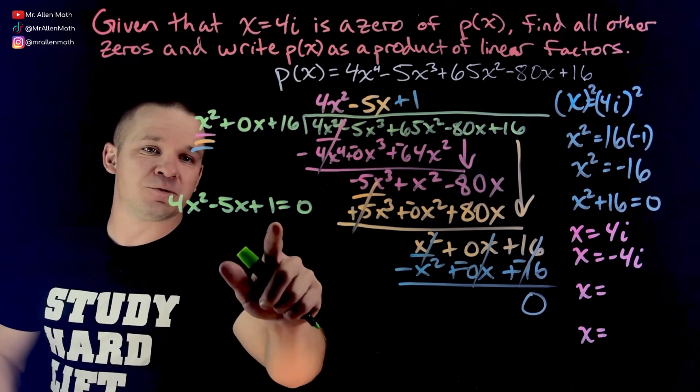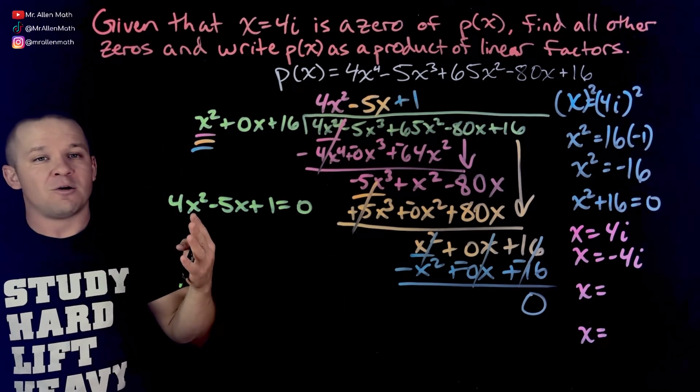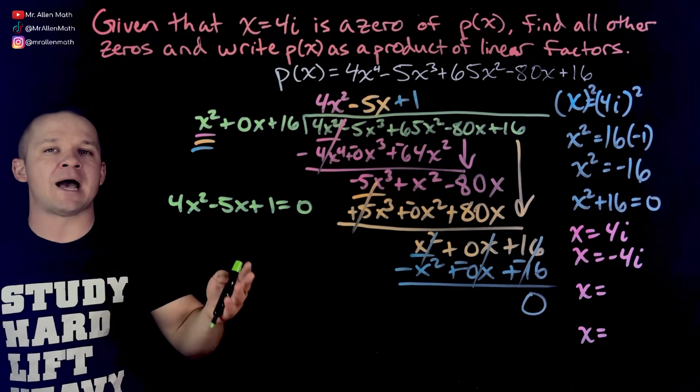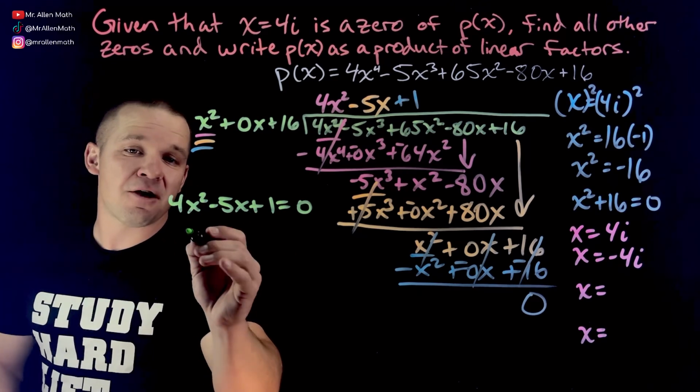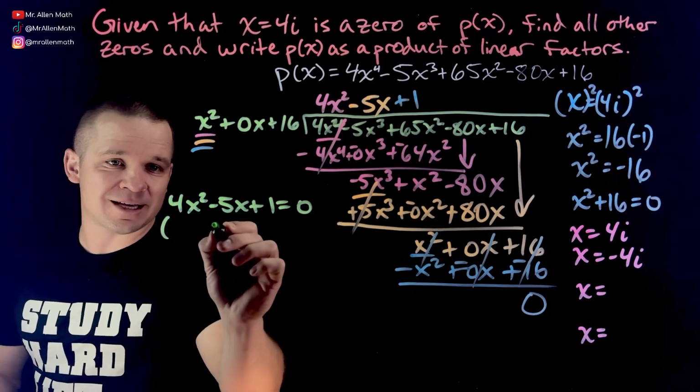Well, 4 times 1 is 4. Does anything multiply to positive 4 while adding to negative 5? Yes. Negative 4, negative 1. Therefore, this thing is factorable. I am going to try to do guess and check here.